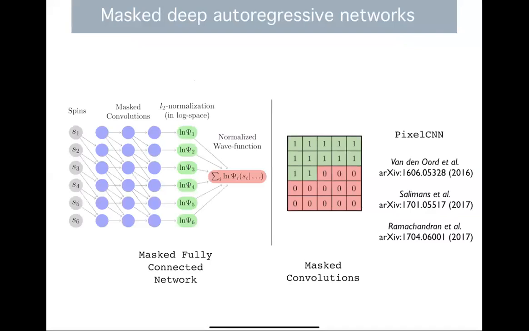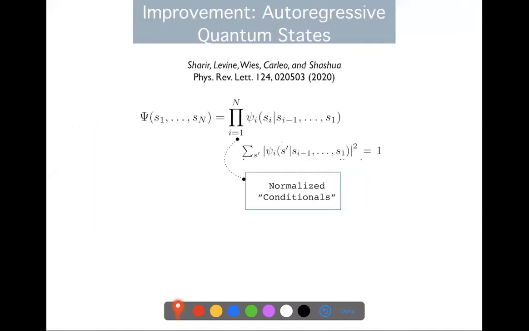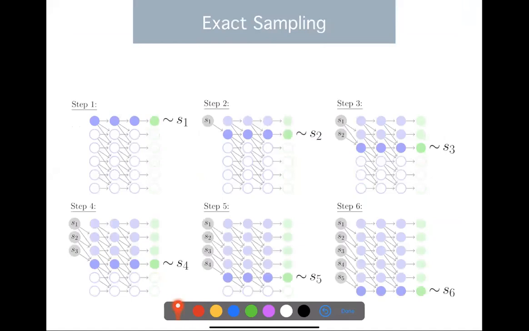Just to give you a flavor of how these things work, you have to make sure that your filters in the neural network are such that the correlations depend only on the previous spins and not on the successive ones. So you do a sort of decomposition of the wave function in terms of conditionals, even though these are not probabilities but complex objects, and then you can efficiently impose that these quantum conditionals are normalized to one. Again, I will not go much into the details, but this allows you to do exact sampling, and you don't need to do this Markov chain Metropolis sampling anymore.